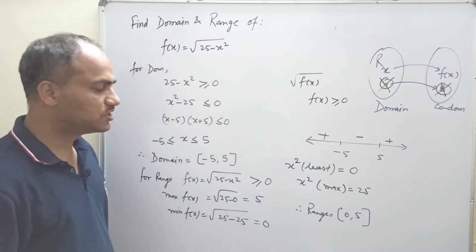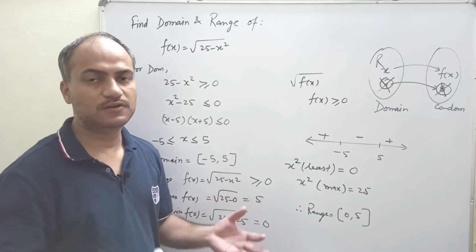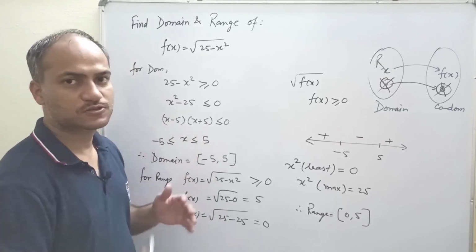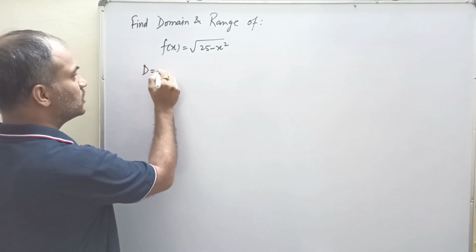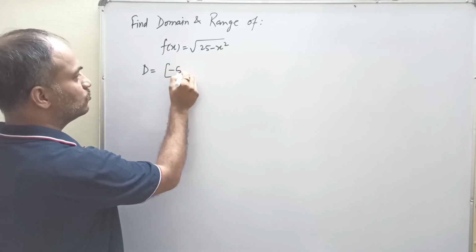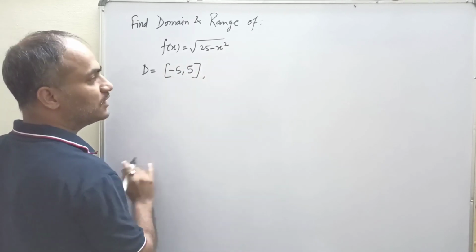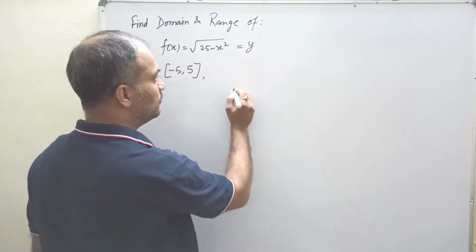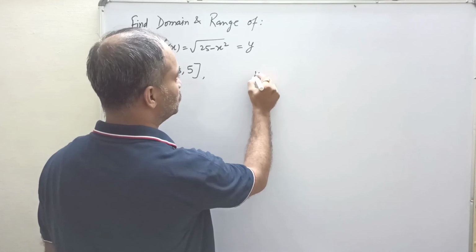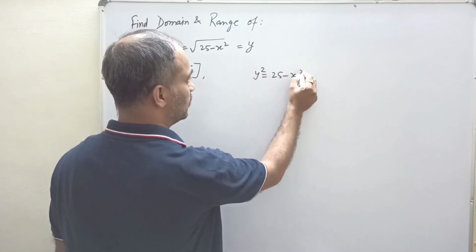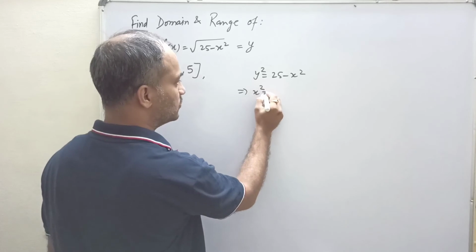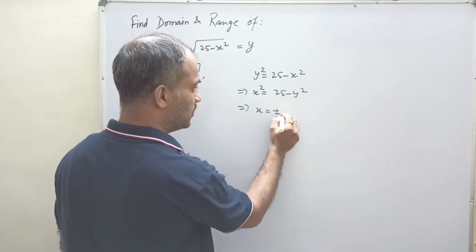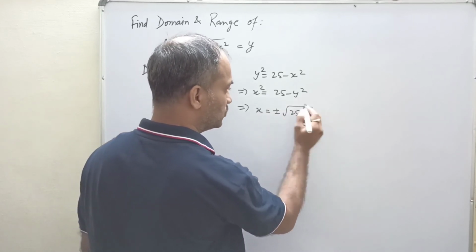There is a traditional way also to find range. This will be mostly useful in class 12th and in other exams. Let us see that method also. Here domain is equal to minus 5 to 5. Now we are finding the range. So let f(x) is equal to y. On simplification we get that y square is equal to 25 minus x square, or x square is equal to 25 minus y square. So x is equal to plus minus square root of 25 minus y square.